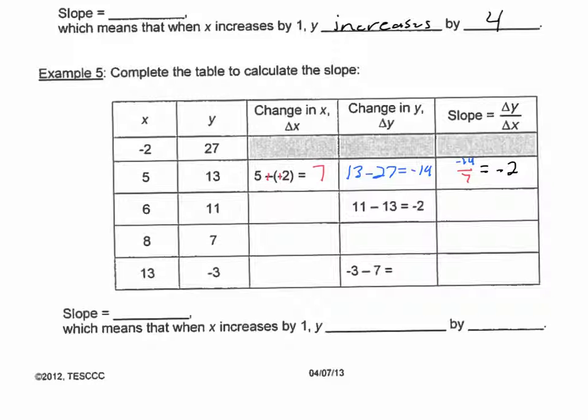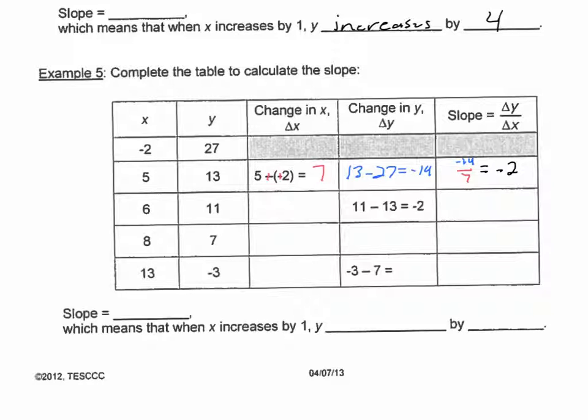Now, if this is a linear function, which we hope it is, because that's what we're learning about, then all the rest of these slope boxes, all the rest of the answers in this box should equal negative 2. Well, we can't take that for granted. We've got to figure that out. We've got to make sure that that is true. So let's go through our data.